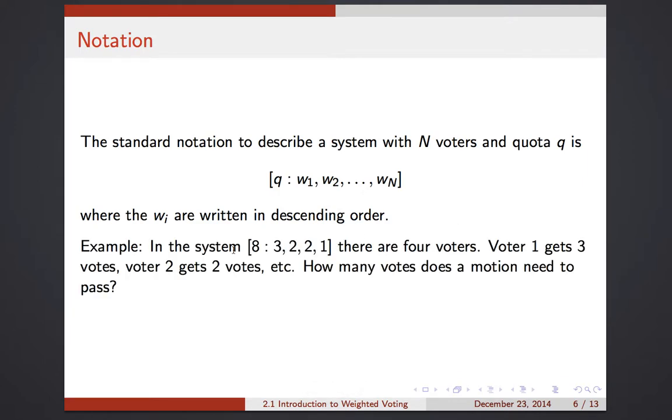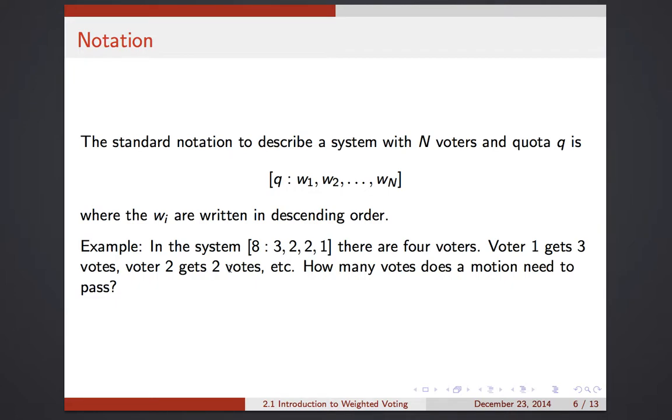Okay, so here's an example of this notation, 8:3221. So what this means is there are 4 voters. The voters come after the colon. This 3 is the weight of the first voter. That means that player 1 has 3 votes. This next number is the amount of votes player 2 controls. So player 2 has 2 votes, player 3 has 2 votes, and player 4 has 1 vote. Okay, so voter 1 has 3 votes, voter 2 gets 2, etc.